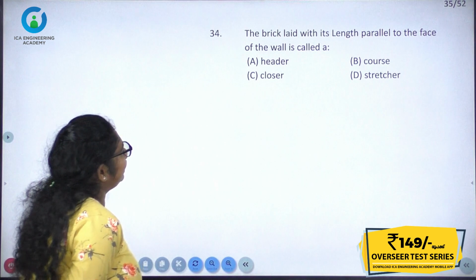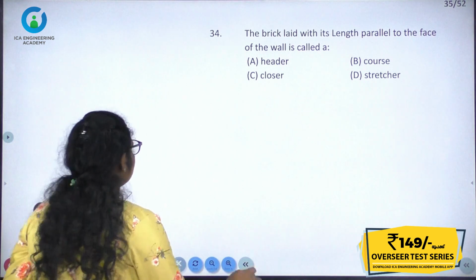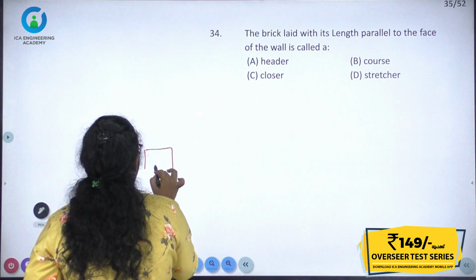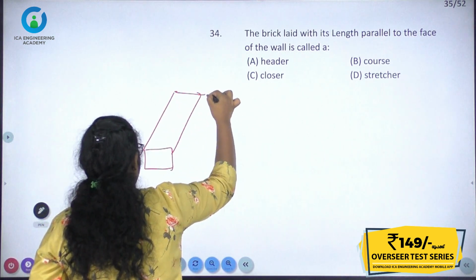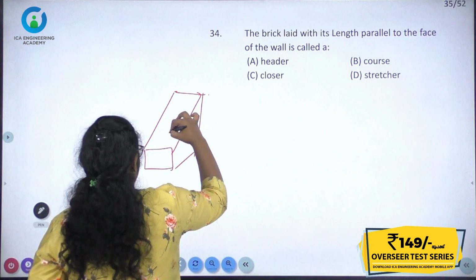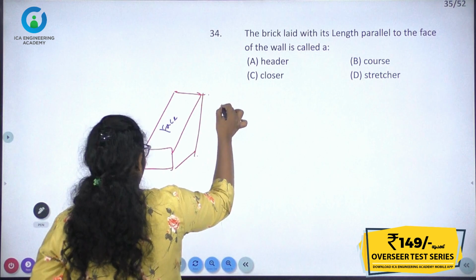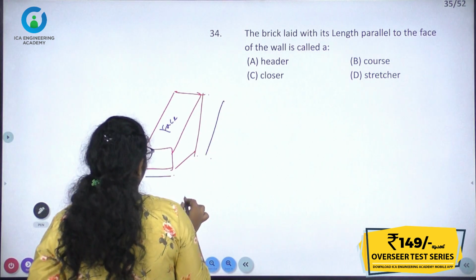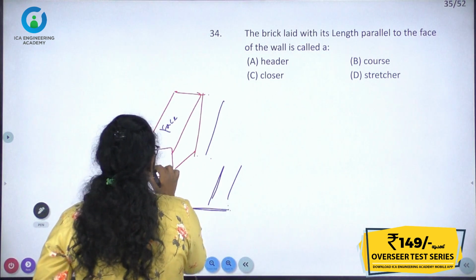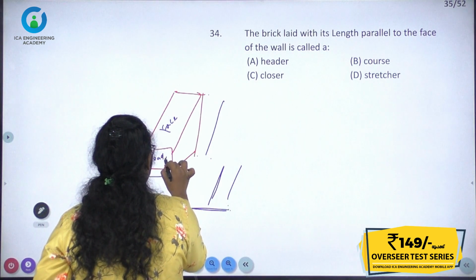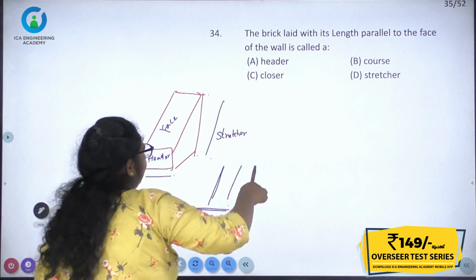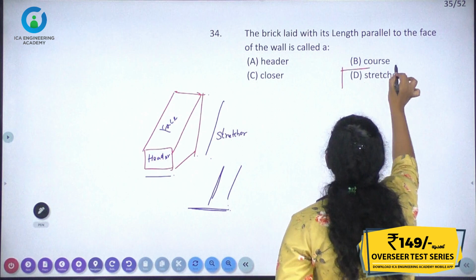A brick laid with its length parallel to the face. This is the face. This is parallel to the face, and this is perpendicular. This is called a header, and this is a stretcher. What is meant by parallel to the face of the wall is a stretcher.